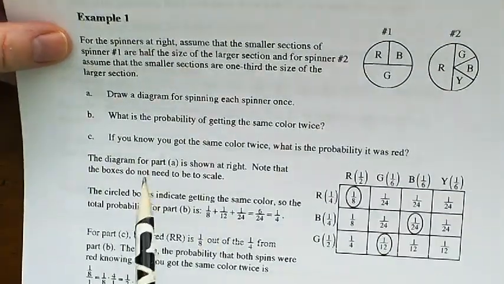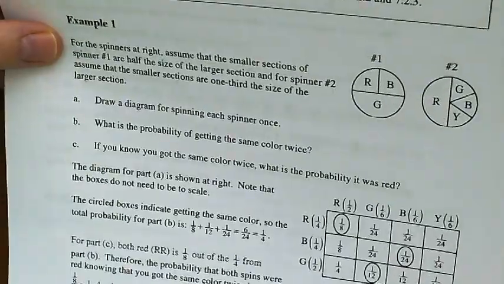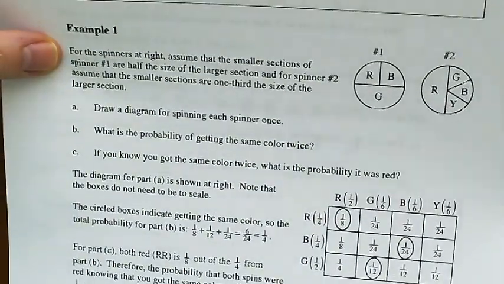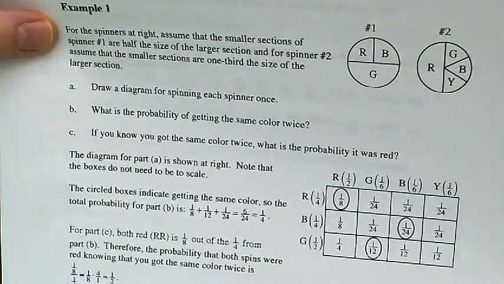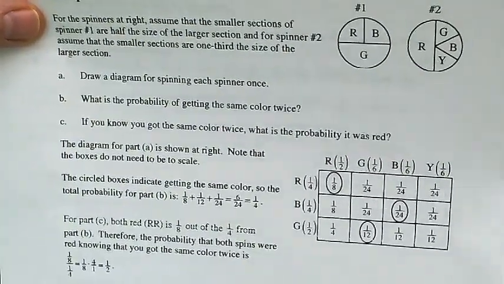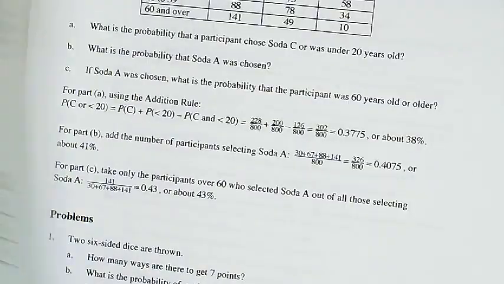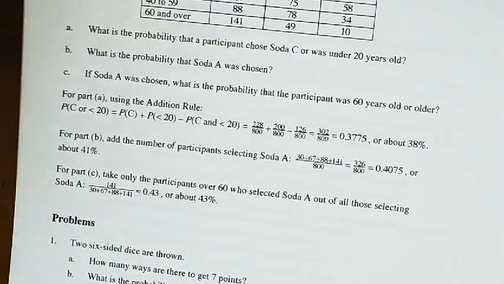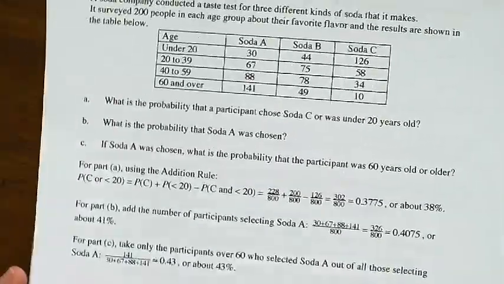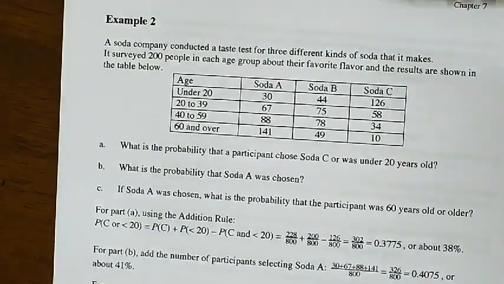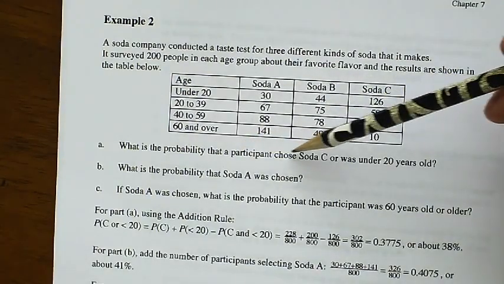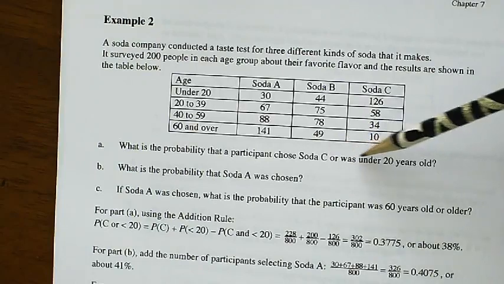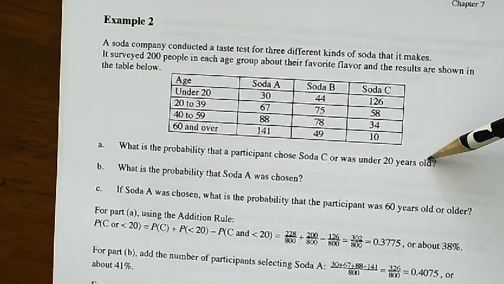What's new here is you're going to be asked about the probability of an event given a condition. So, for example, this is a good one. The soda company conducted a taste test, and here are the results. What's the probability that a participant chose soda C or was under 20?